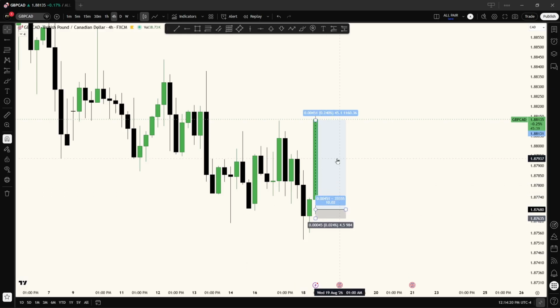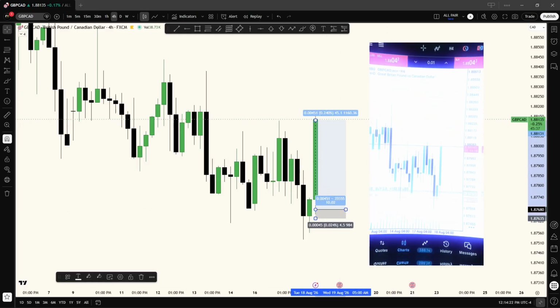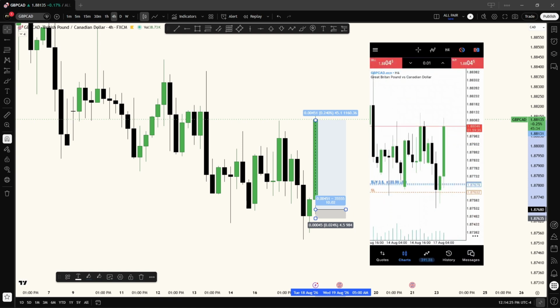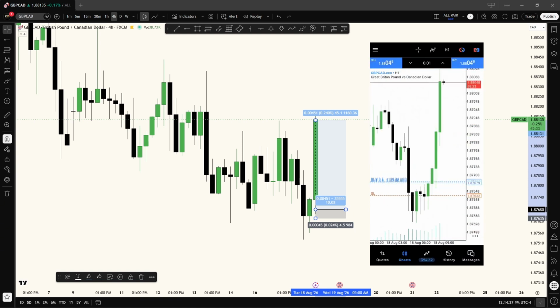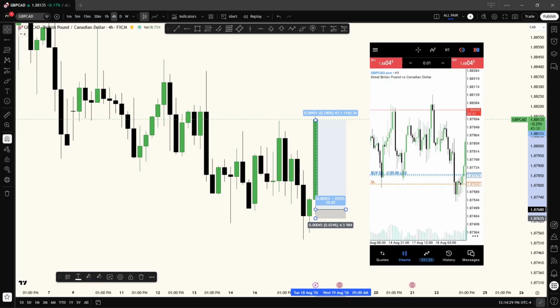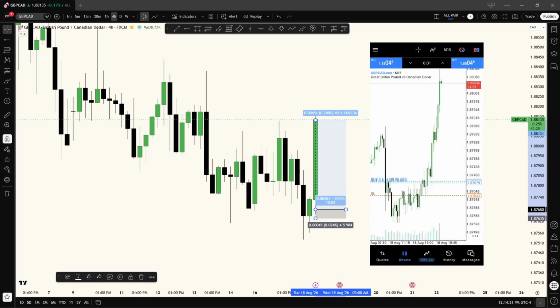So look, this wasn't just a replay trade. I took this on my live account. Price respected the order block, displaced in my direction, and I closed it at a 1 to 10 risk to reward. That's what happens when you wait for the right setup.